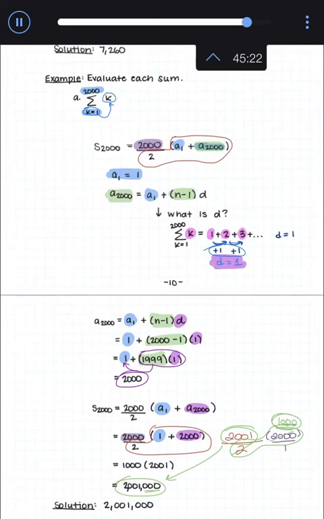Second to last one here. Again, let's take a look at this next one.